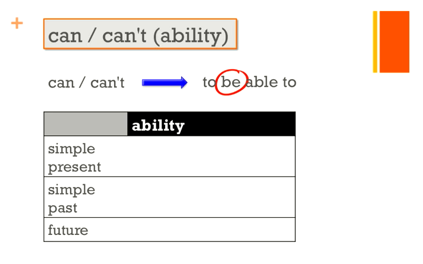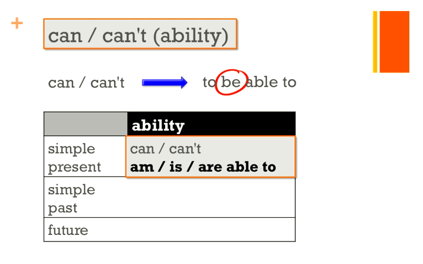So we have the simple present, where can and can't is perfectly all right, but you can, and you know this now, also use am, is, or are able to. It's like I am able to, she is able to, they are able to, or of course the negative forms, I'm not able to, he isn't able to, and they aren't able to.